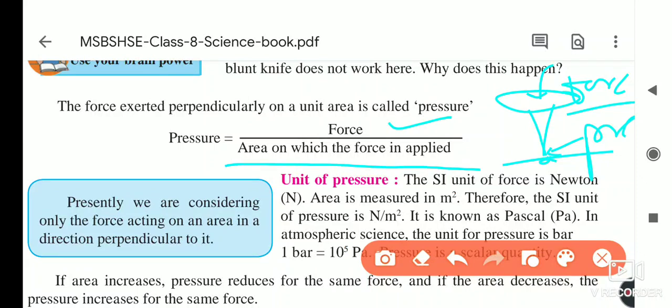If the area is less, more pressure is applied, which means there is an inverse proportion between pressure and area. Less area, more pressure; more area, less pressure. And force is directly proportional to pressure, which means the more force you apply, the more pressure is developed on that area.